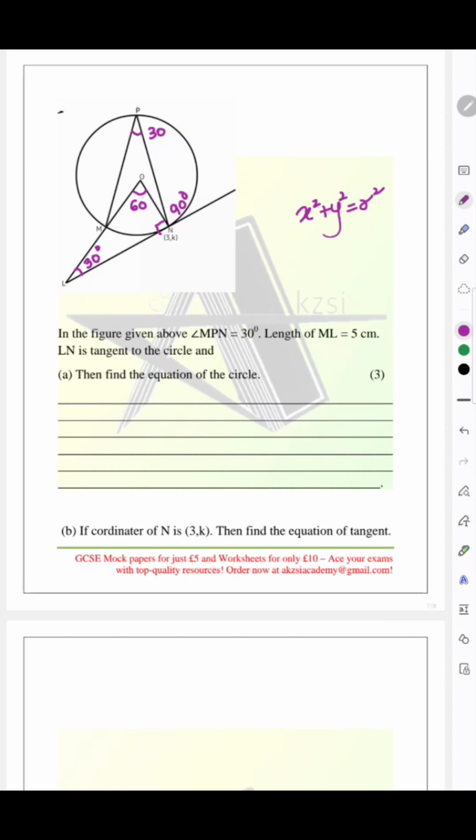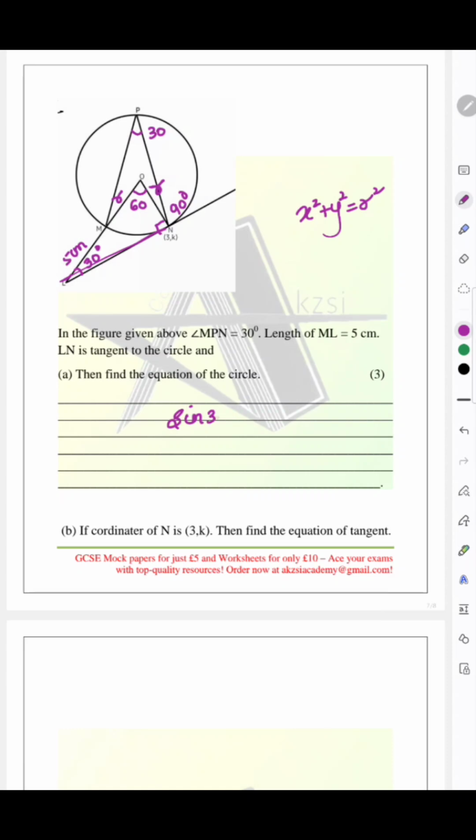We know O to N is a radius of the circle, and O to M is also the radius of the circle, and M to L is given as 5 centimeters. So this part is 5 centimeters. Now this is a right triangle, so I can use trigonometry in it. Even this angle alone was more than enough to find this, but I thought to give you a better clarity, and that's why I've calculated all the angles.